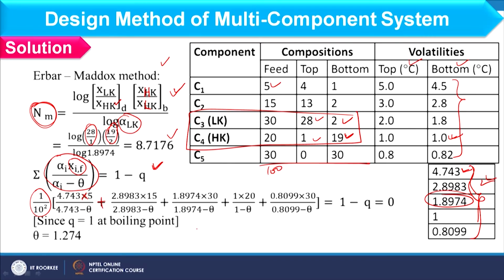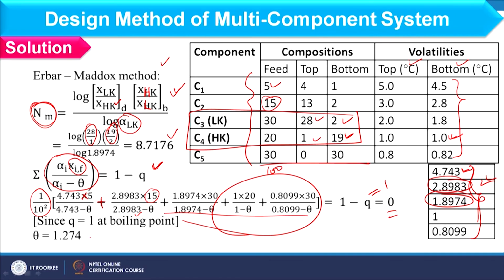plus the second component, this is alpha I, okay, and this is the xi, and again alpha I we can consider, and so we keep on adding this for 5 different components, and that will be equal to 1 minus q, where q will be equal to 1. So, that we can consider as 0. Okay. So, when we solve this, we can find theta value as 1.274.